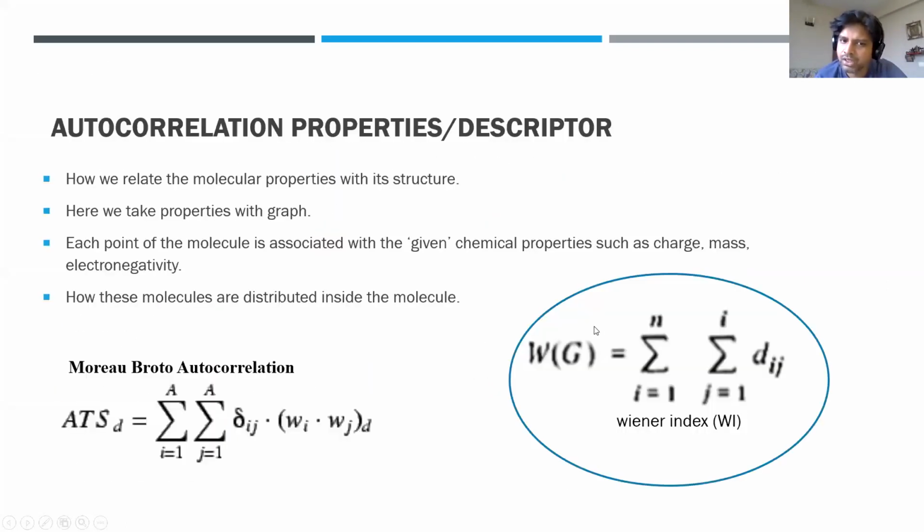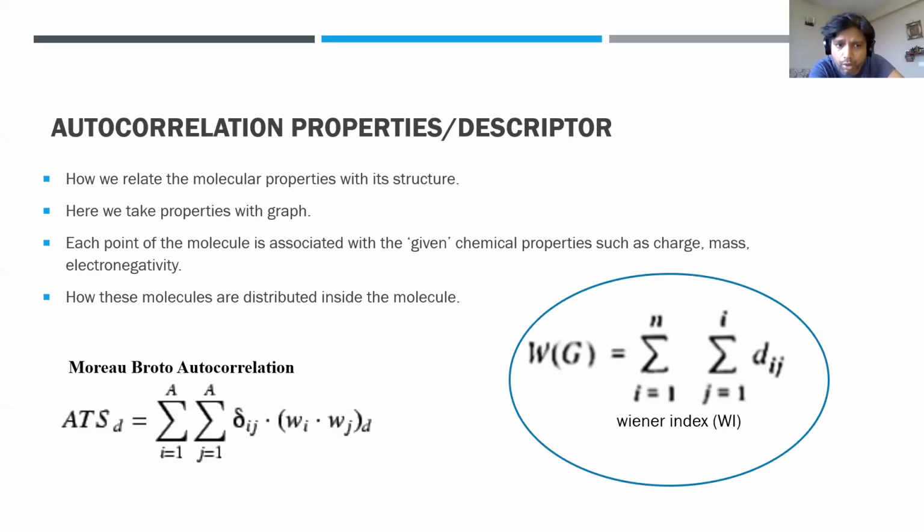That is what is called autocorrelation, and there are many formulas for that. Here you can see this delta ij is the same as distance, but wi and wj may be the charges. It could be charge, it could be mass, it could be electronegativity, and then you get a much more refined Wiener index. Many people have already formulated many equations and calculated different types of properties.